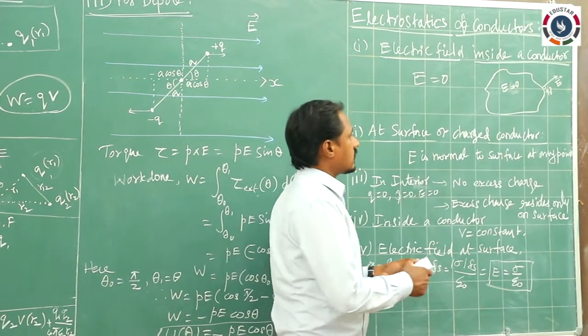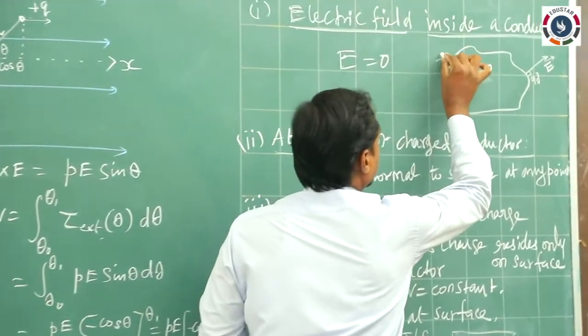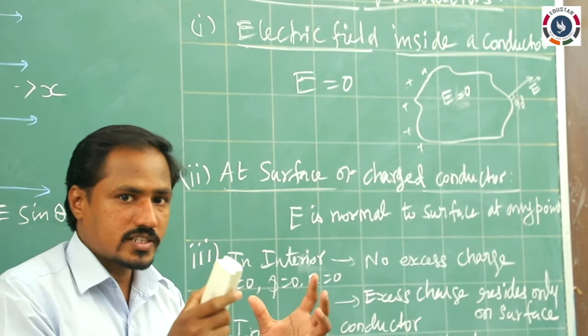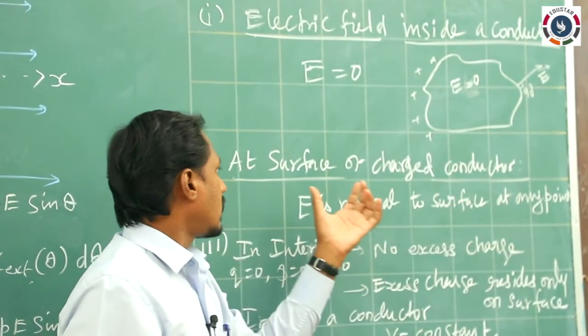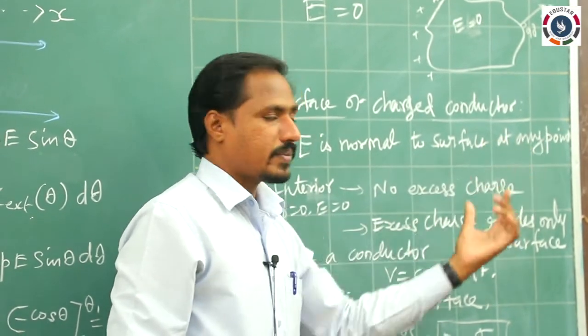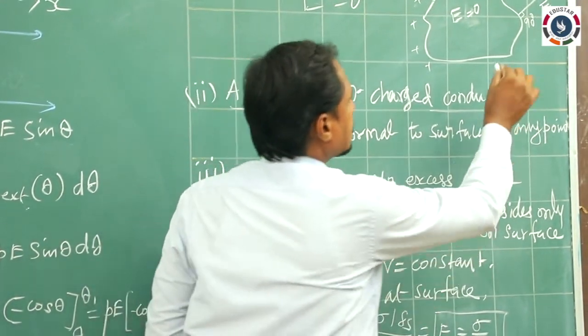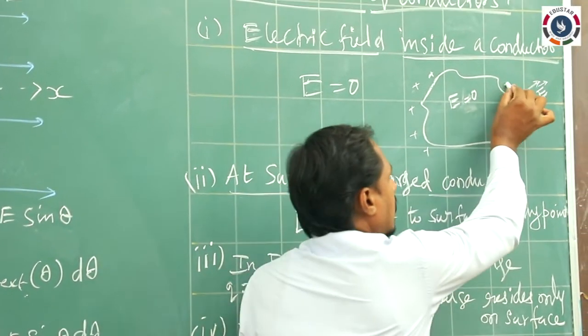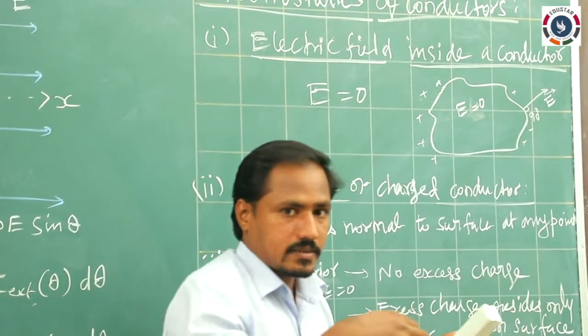The second one is at the surface of the charged conductor. If you consider a positively charged conductor, it has some charge configuration at the surface. So at the surface of the charged conductor, E is normal to the surface at any point. The electric field direction is always normal. So if the charges are there, an electric field is produced.